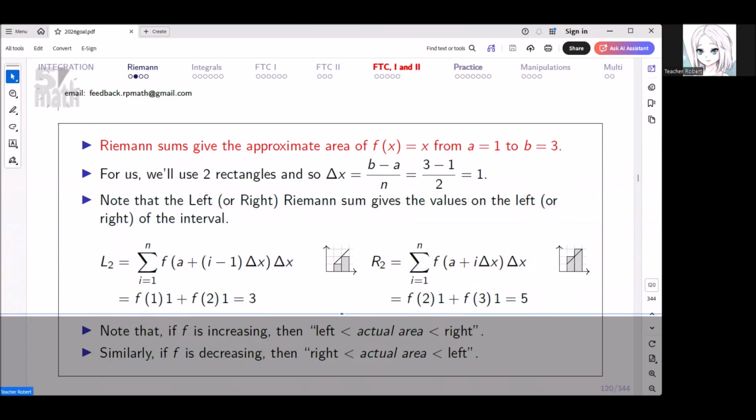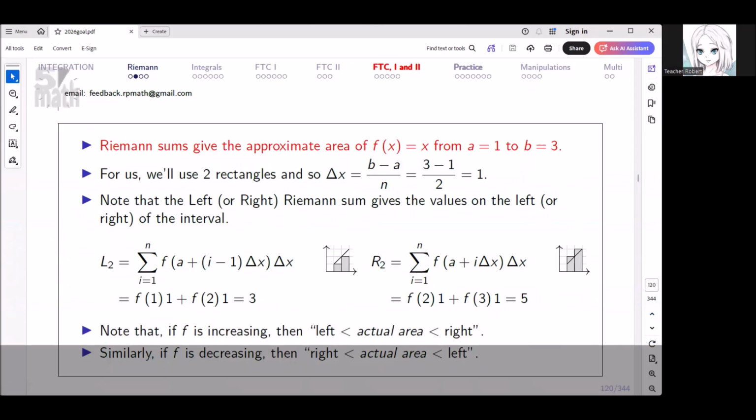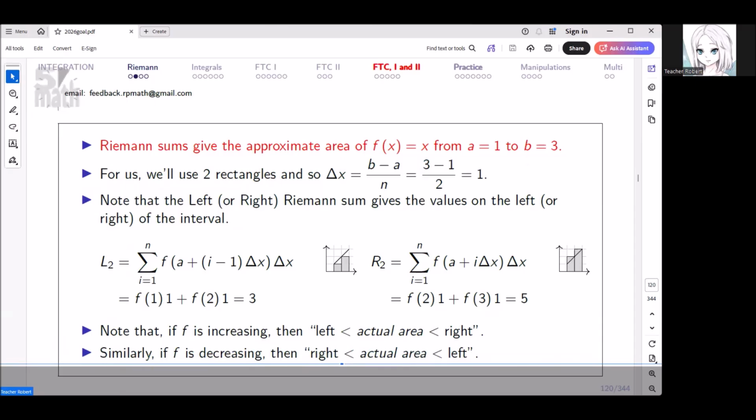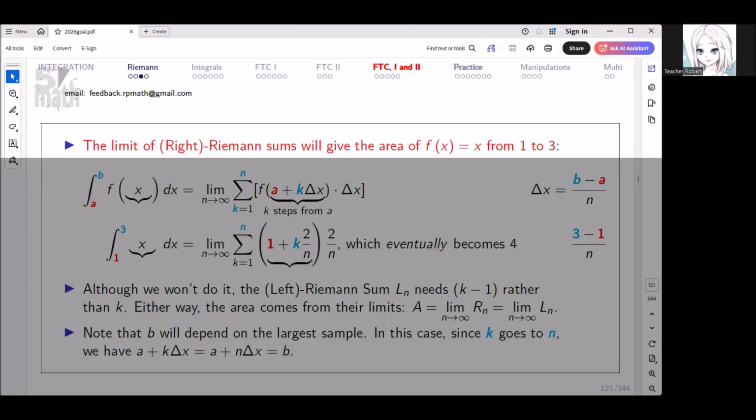Note that the left or right Riemann sums gives the values on the left or right of the interval. Note that if f is increasing, then left is less than actual area less than right. Similarly, if f is decreasing, then right is less than actual area is less than left. The limit of right Riemann sums will give the area of f of x equals x from 1 to 3.